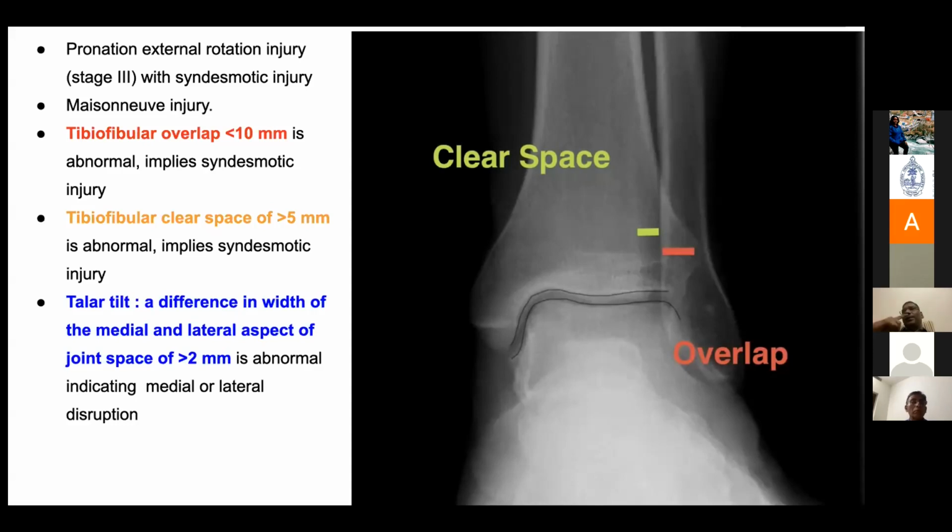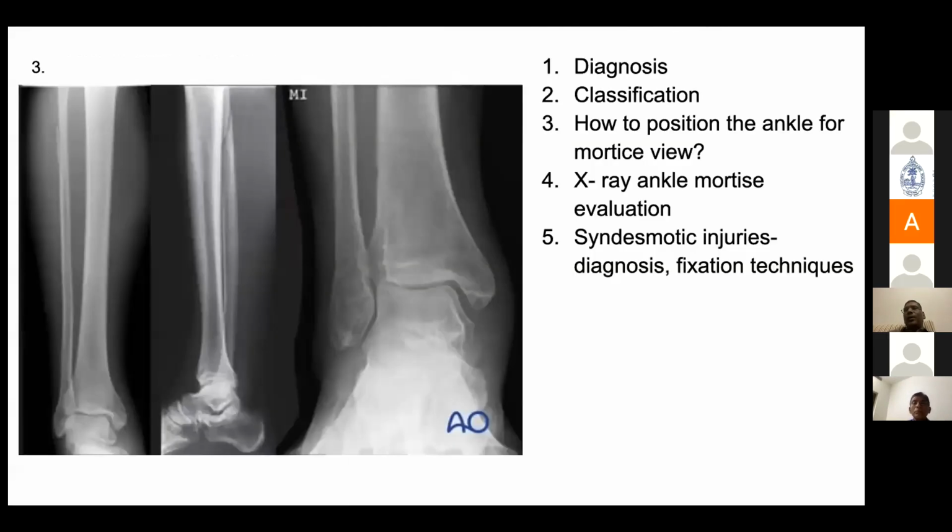Okay, is it clear? Yes, sir. Yes, sir. Okay. Yes. So can you go back to the slide? Go back. Okay.